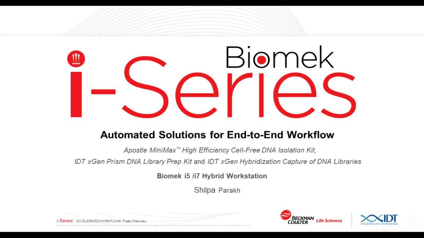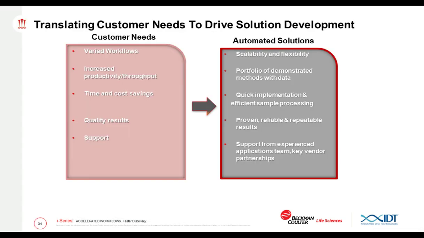Thanks, Nicole. As you saw, NGS workflows are complex. So along with IDT, Beckman Coulter has designed a complete end-to-end automated solution to address customers' pain points. Improved library quality, increased throughput, and faster turnaround time with the least hands-on time are important components for successful results. Here, I'm showcasing the automated solutions for the Apostle extraction kit, IDT's xGen Prism DNA library prep kit, and IDT's hybrid capture kit.